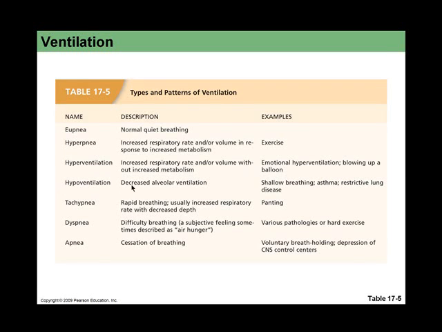Hypoventilation is decreased alveolar ventilation. Shallow breathing, asthma, restrictive lung disease are examples of this. Tachypnea is rapid breathing, so tachy is increased rate, as you recall. Usually this is increased respiratory rate with a decreased depth, so this is panting. Dyspnea is difficulty breathing, a subjective feeling sometimes described as air hunger. Various pathologies are related with dyspnea. It's really the difficulty breathing, whether it's perceived or real, the patient is experiencing it.